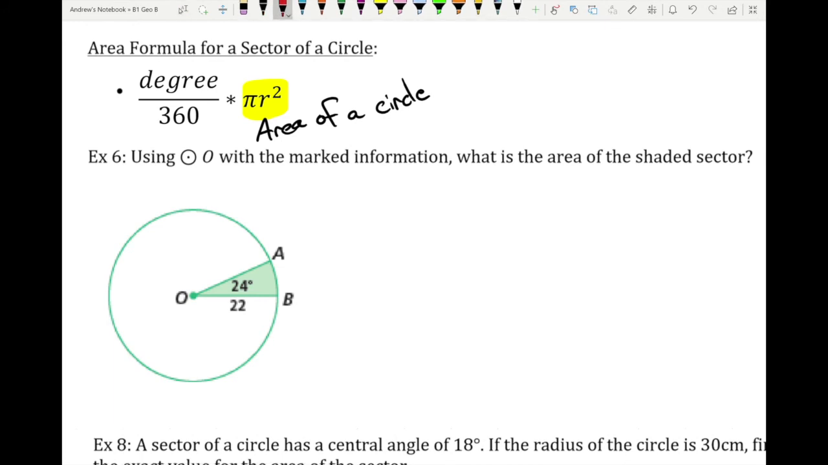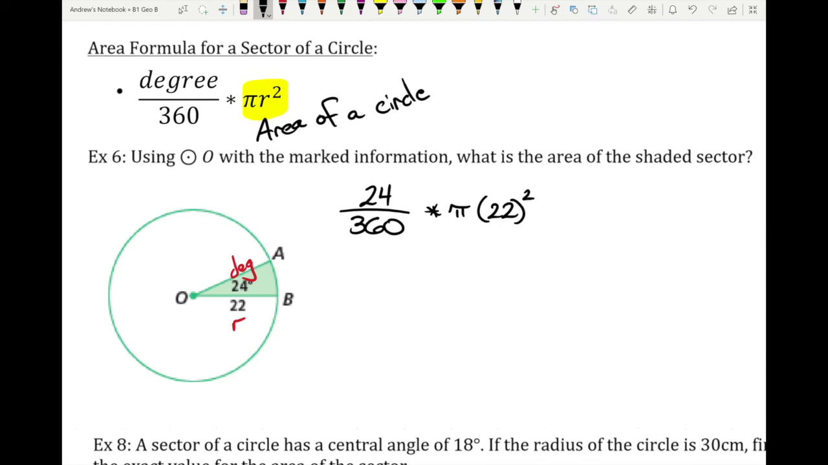We're given some information here. We want to figure out the area of that sector that's shaded in with green. So here, 22 is my radius. My degree is that 24. All I got to do is plug it all in. So the degree divided by 360, and then we're multiplying it by pi, and then r squared.